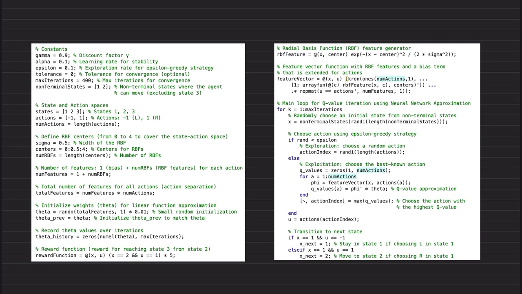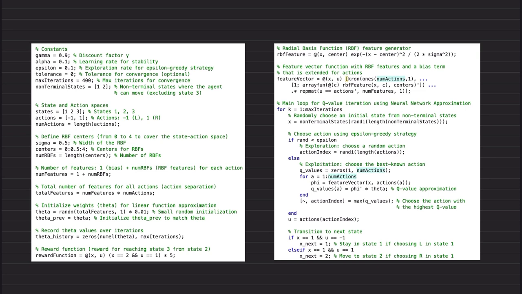Initializing the weights, as you see here, I choose a small random initialization. If you don't like it, you can consider it to be 0. Here is the reward. I am recording theta history, this is for recording purposes. For the radial basis function, the feature vector uses this Kronecker product and this rep math, which chooses the set specific to some action. If you are using left, you consider this set, otherwise consider the other set.